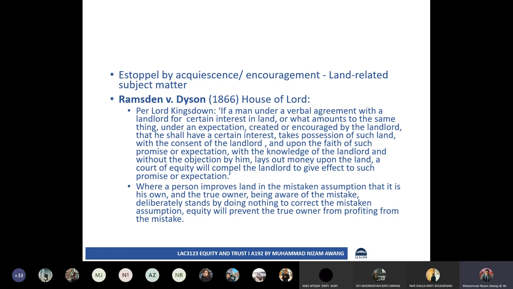Number three, upon the faith of such promise or expectation, lays out money upon the land. So that is what we call reliance, where the promisee has acted on the promise given by the landlord. So laying out money is considered as an act of reliance, of conduct. And that transaction is not objected to by the landlord. So on this, the court may order the landlord to enforce the promise that he had made earlier with the tenant.